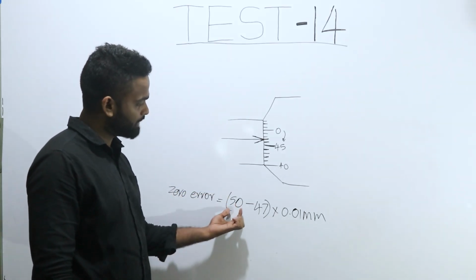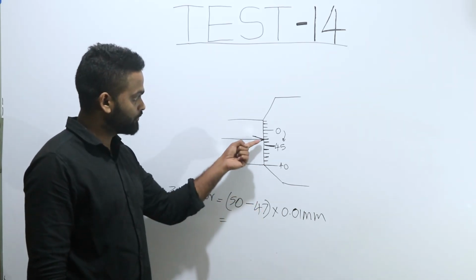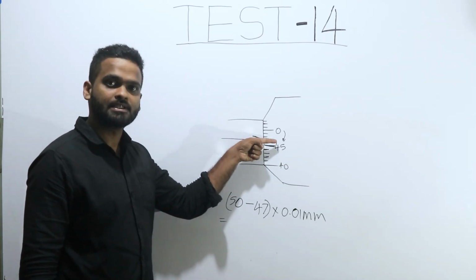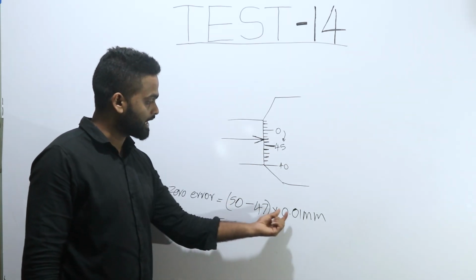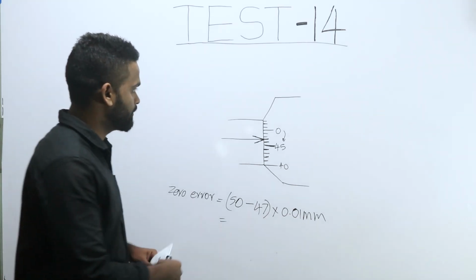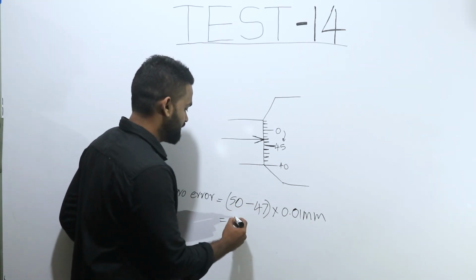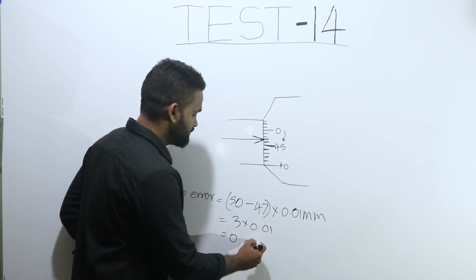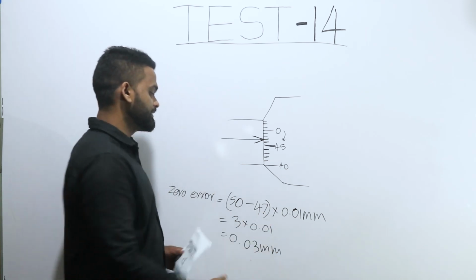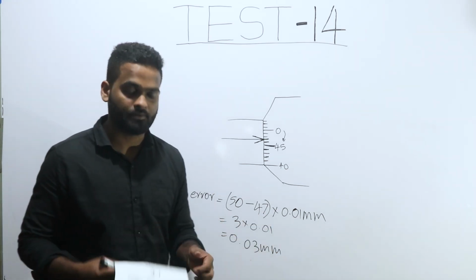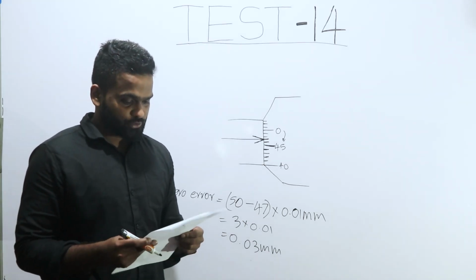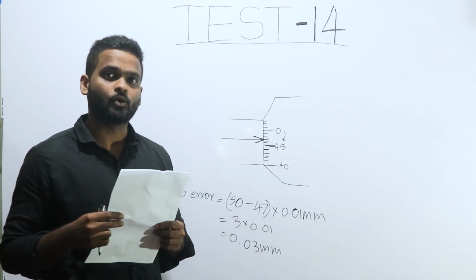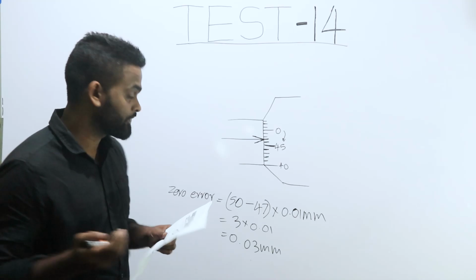Total number of parts in the circular scale minus 47, that is the mark that coincides with the midline of the linear scale, times the least count. So this should be 50 minus 47, 3, times 0.01, that is 0.03 millimeters. So this is the zero error here in this micrometer screw gauge.